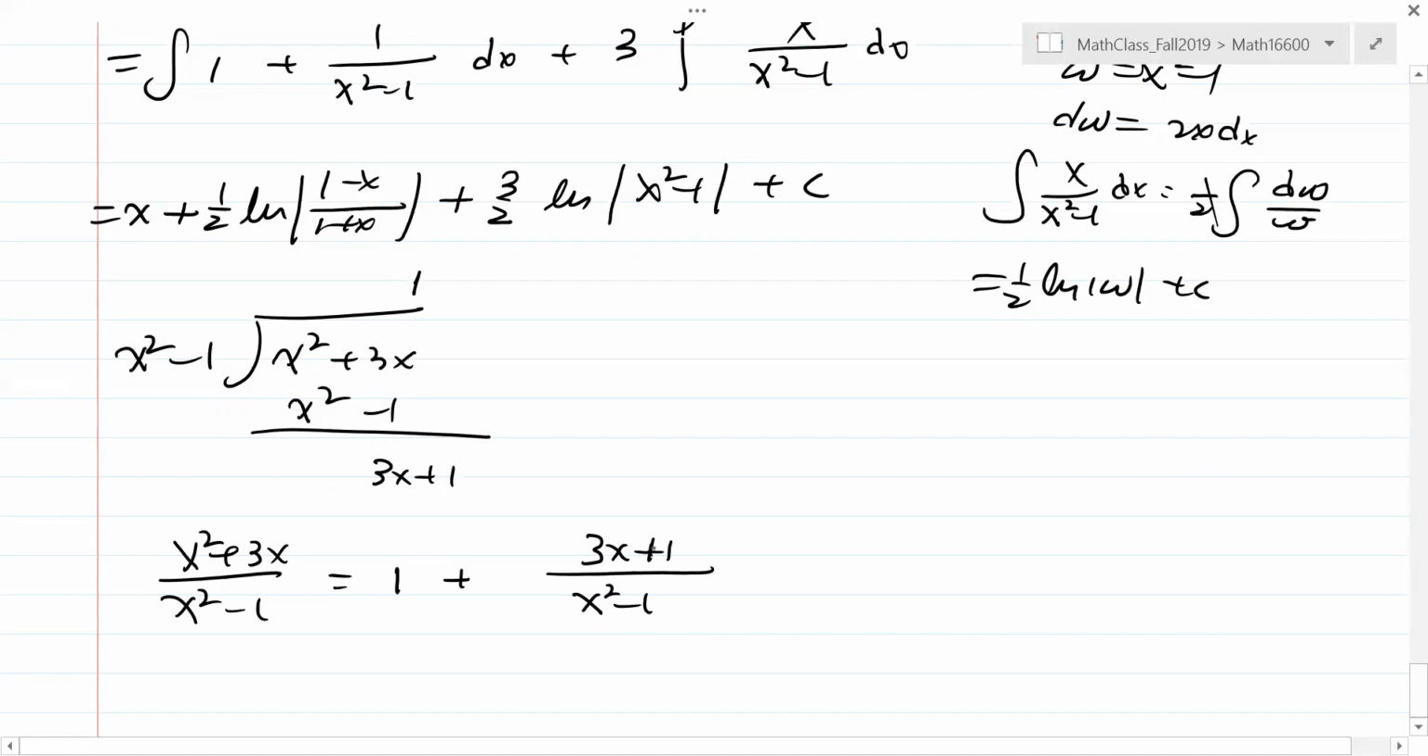Then the standard method tells you to separate the two terms. So it's 1 plus 3x over x squared minus 1 plus 1 over x squared minus 1. Then you can evaluate each of the integrals to solve the problem.